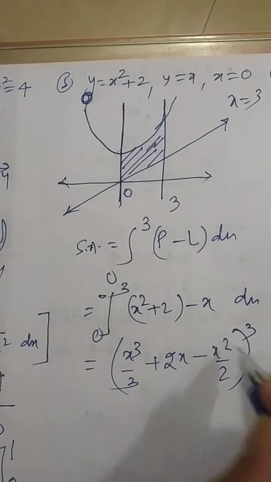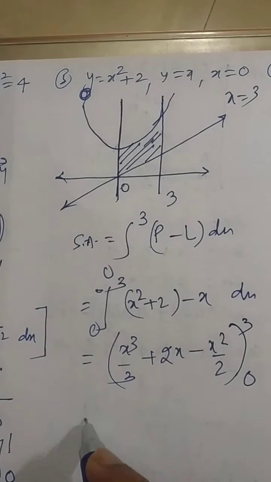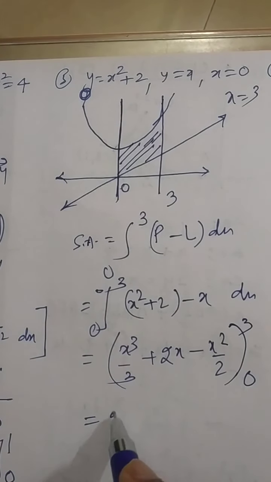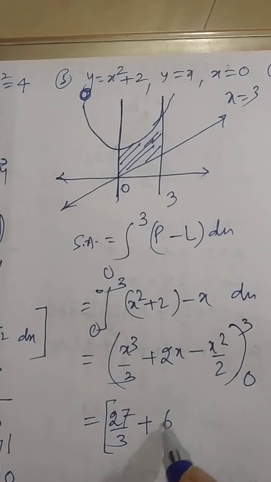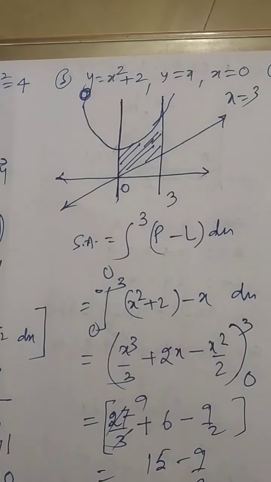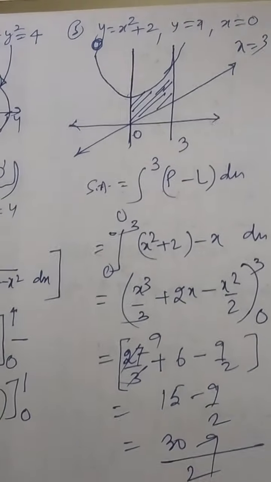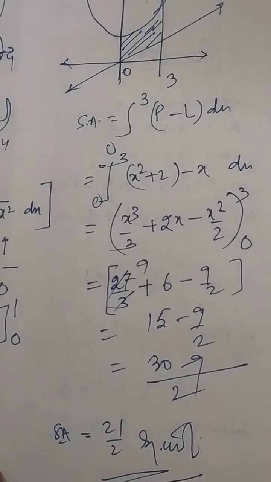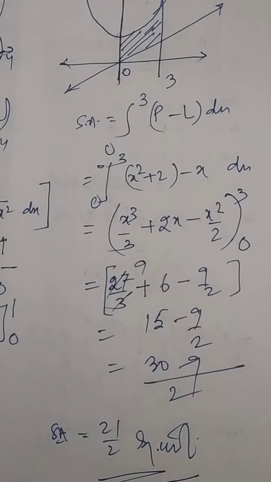Upper limit is 3, lower limit is 0. Lower limit 0 means 0 only. Putting 3: 3 cube is 27 by 3 plus 6 minus 9 by 2. If you simplify 9 plus 6 you get 15, which is 30 by 2. 30 minus 9 by 2, and if you further simplify, you will get the answer as 21 by 2. 21 by 2.